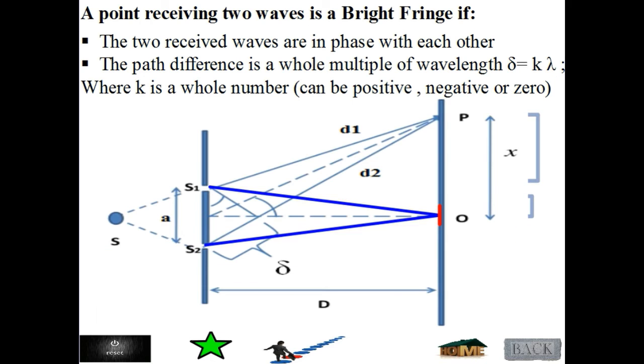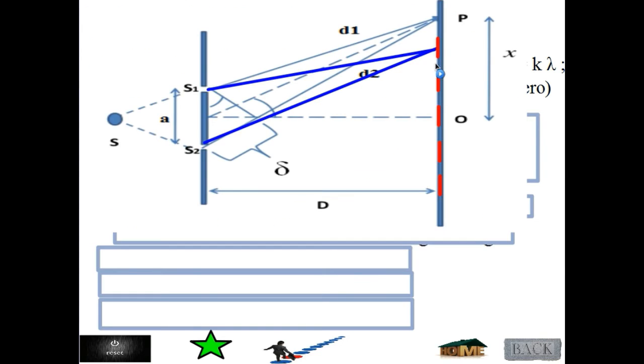And here we can see that we are speaking about the central bright fringe. Since S1O and S2O are equidistant and they cancel each other, then delta equals zero. And this is the zero order bright fringe, which is the central bright fringe. If k is equal to 2, then we are on the second bright fringe, then delta equals 2 lambda, or it is minus 2 lambda, then this is the second order bright fringe on the negative side.